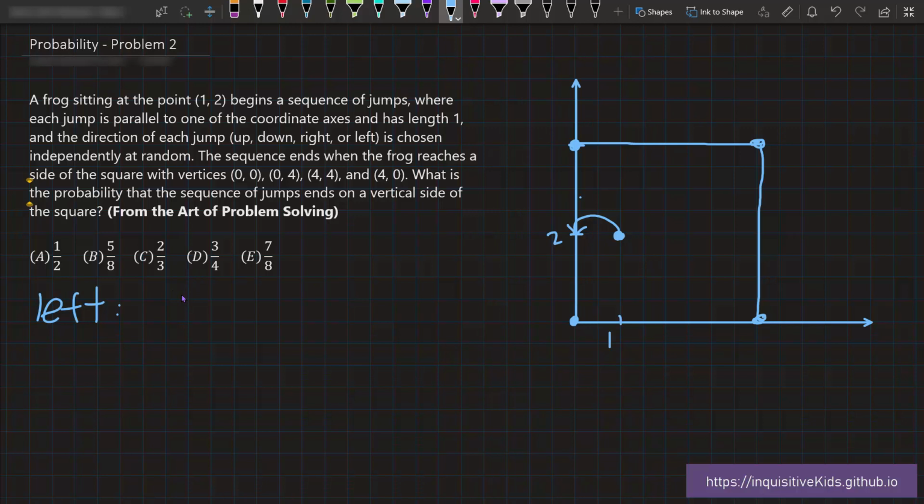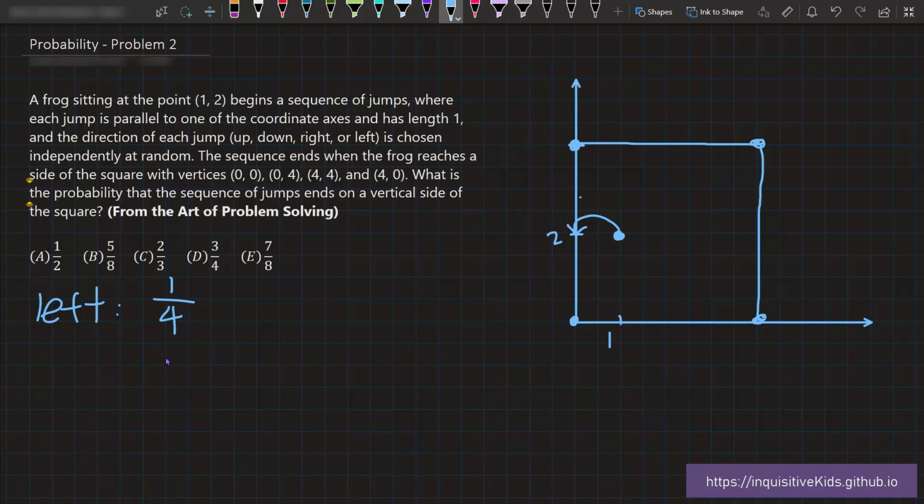So what is the probability of this happening? Well, we know that with each jump, it can either go up, down, right, or left, and the possibility of it jumping in any of these directions is the same. So the probability for it jumping to the left and the sequence stopping there would be 1/4.